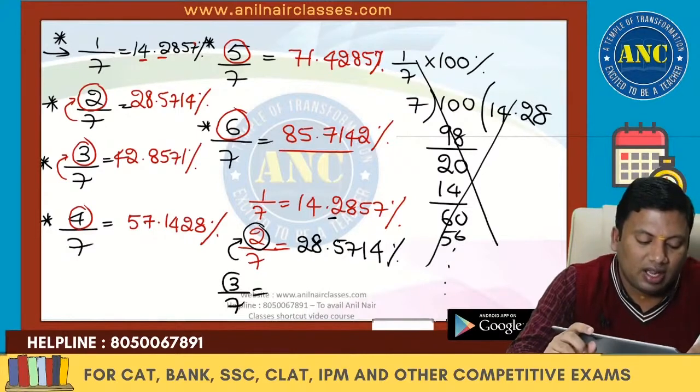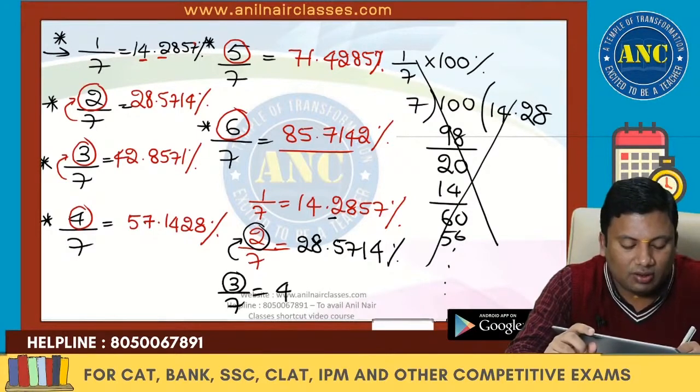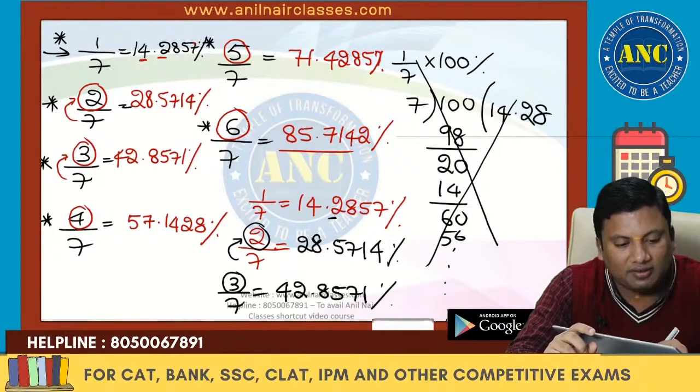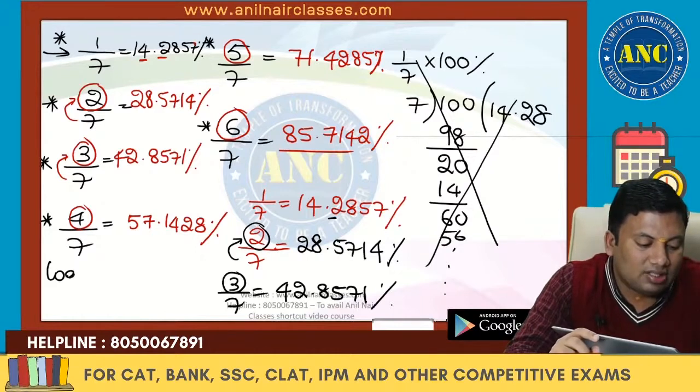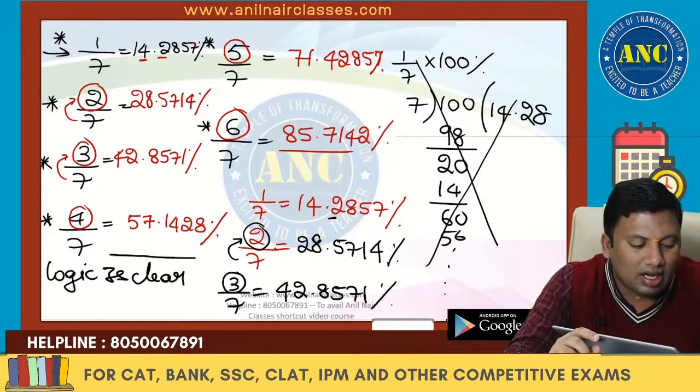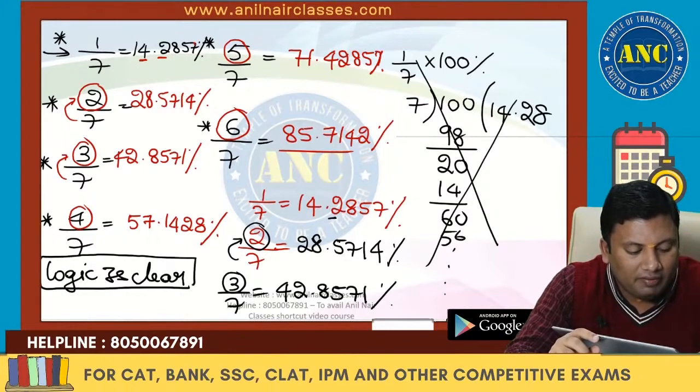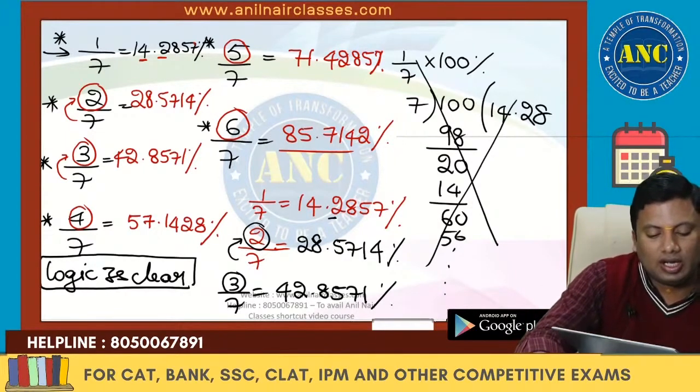3 by 7. 3 tens are 30. 7 goes how many times? 4 times. 42.8571. Everybody kindly reply in the live chat if this logic is clear to you.